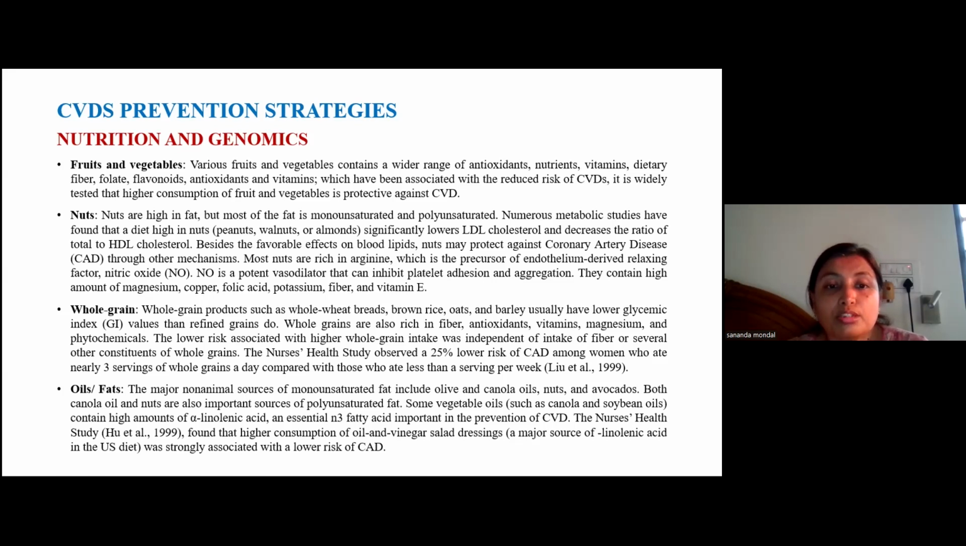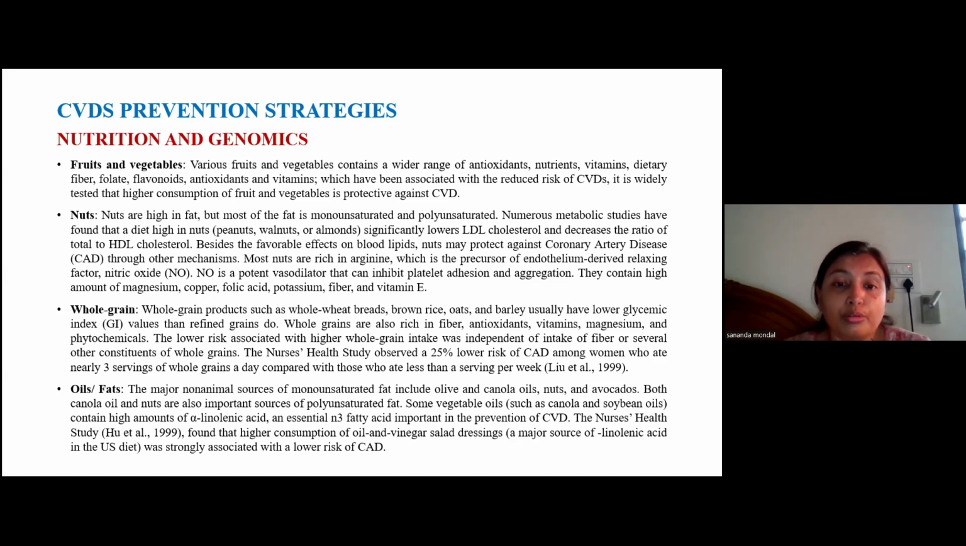The major dietary sources of monounsaturated fat include olive oil and canola oil, nuts and avocados. Both canola oil and nuts are also important sources of polyunsaturated fat. Some vegetable oils such as canola and soybean oils contain a high amount of alpha-linolenic acid, an essential omega-3 fatty acid important in the prevention of cardiovascular diseases. The Nurses' Health Study, as reported by Hu et al. 1999, found that higher consumption of oils and vinegars, including salad dressings, as a major source of alpha-linolenic acid in the US diet, was strongly associated with a lower risk of cardiovascular diseases.